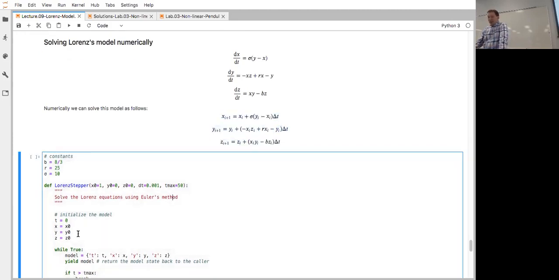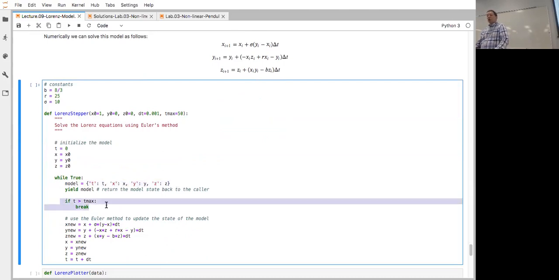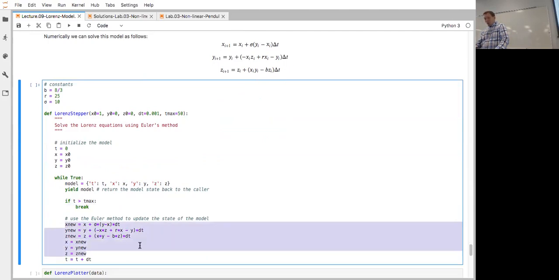The code is basically going to be having to iterate through these equations. So I've got to initialize it. Let's initialize it with x0 equals 1, y0 equals 0, z0 equals 0. What I'm going to do is every time step, I'm going to pass back the current values of x, y, and z. And as long as the simulation is not over, I'm going to update it with Euler's model.